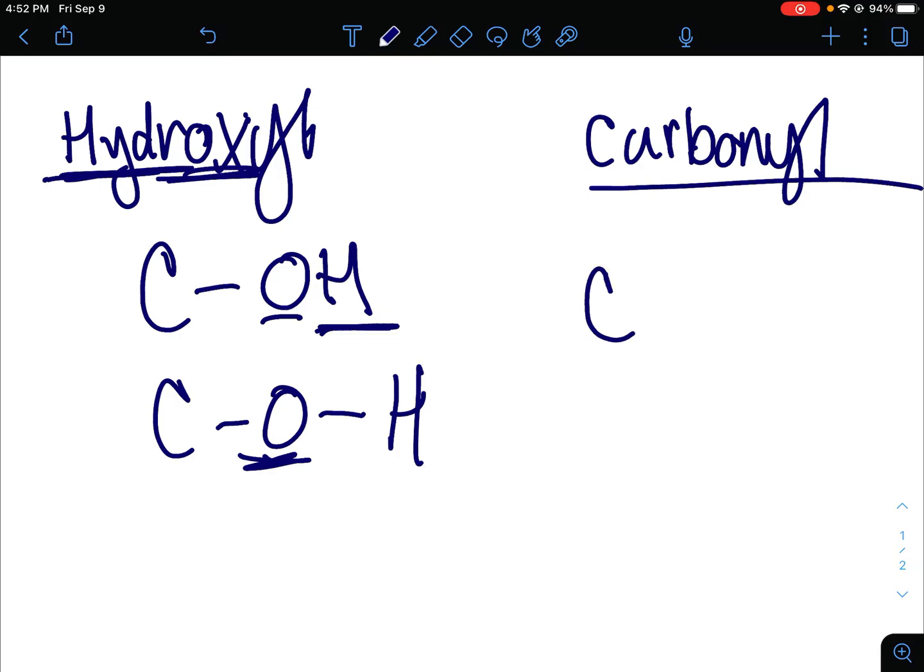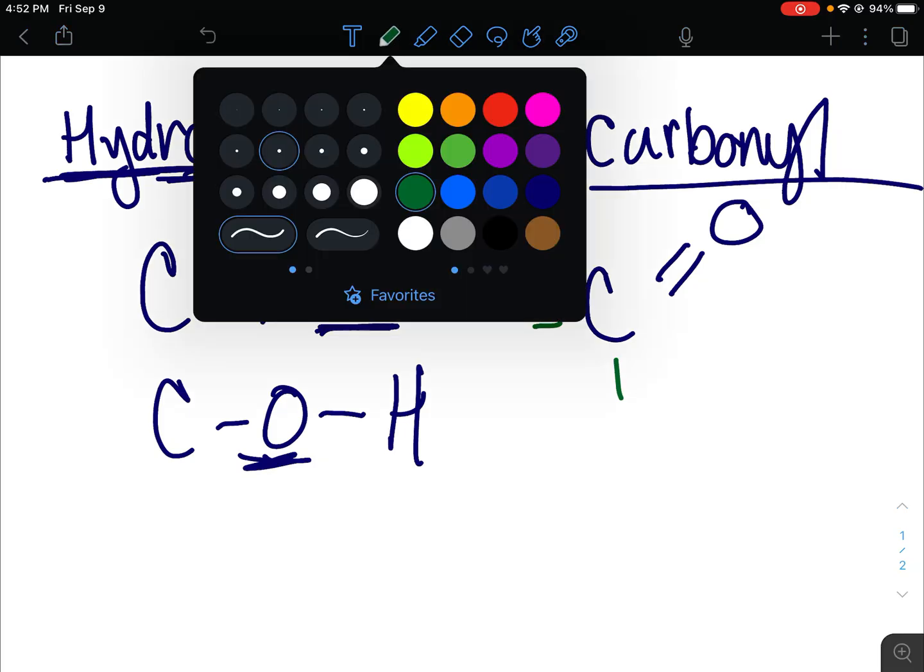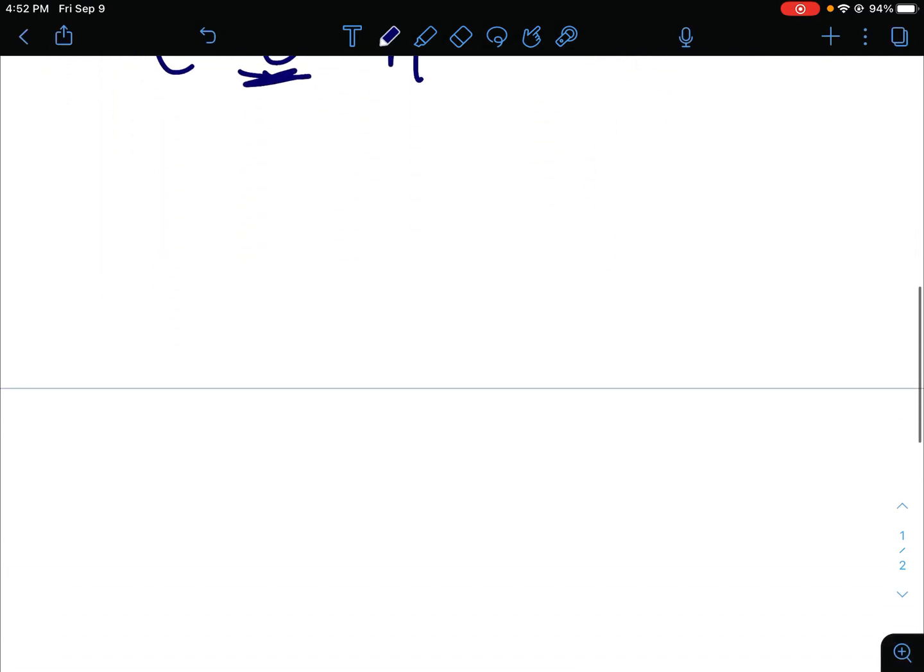This is a carbon connected to a double bond oxygen. That leaves us with 2 other bonds that this carbon can make later on when you fill in the rest of it.